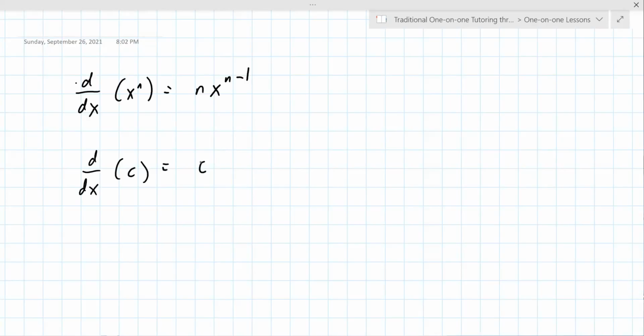Okay, so if you're seeing my screen, the first rule we've talked about is the power rule. They often write it this way: d dx of x to the n equals n times x to the n minus 1. The other rule that we've covered in great detail is that d dx of a constant is equal to 0. C is a constant.